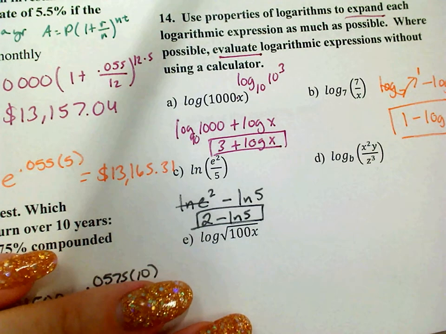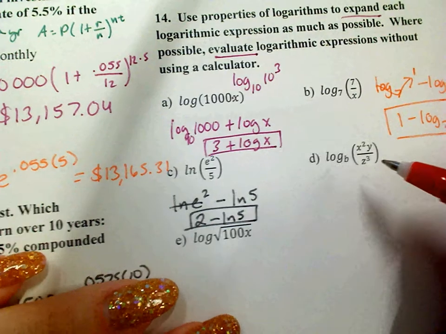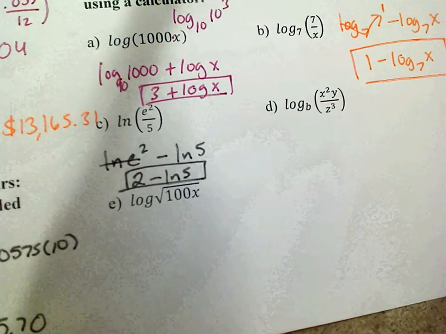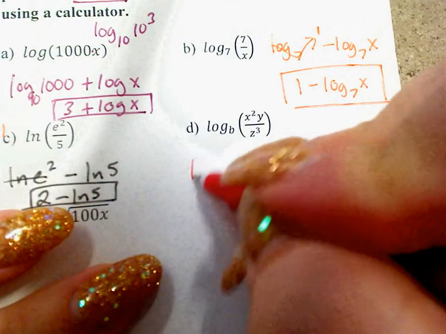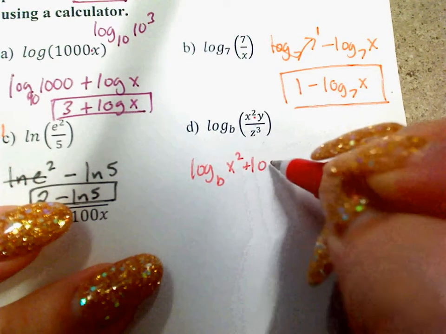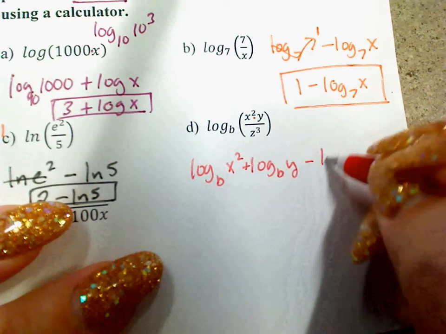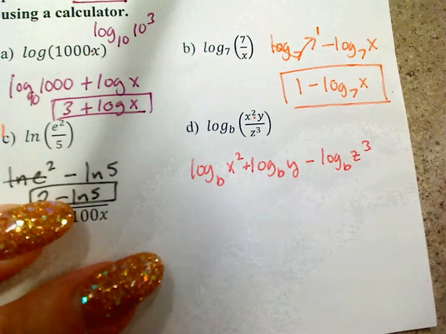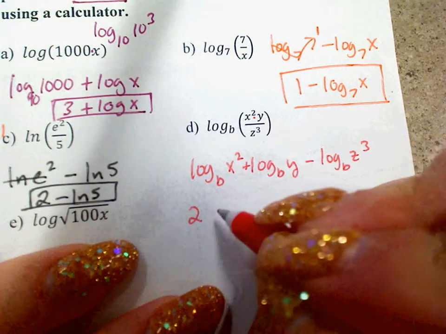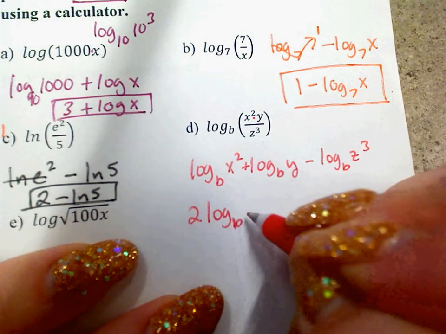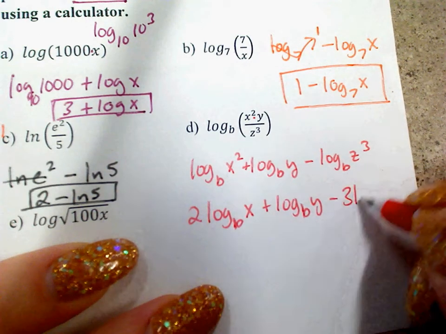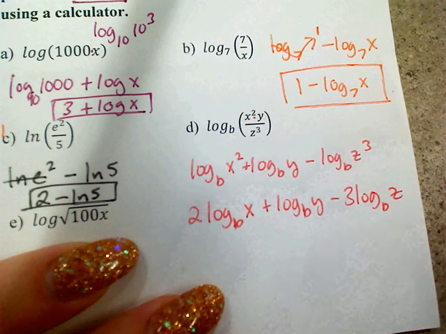For this one, we've got 2 things in the numerator. So when we split it up, we're going to have 3 different logarithms. So we're going to have log base b of x squared plus log base b of y minus log base b of z cubed, but they will never leave the power up in the power when you expand, so you got to bring the exponents down. 2 times log base b of x plus log base b of y minus 3 log base b of z, and that would be my final answer.